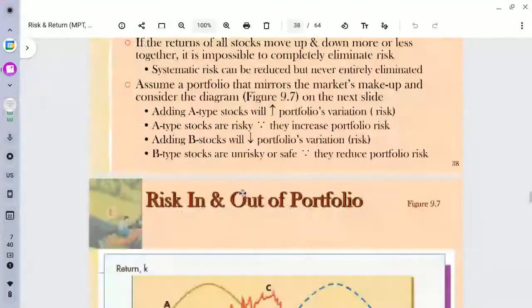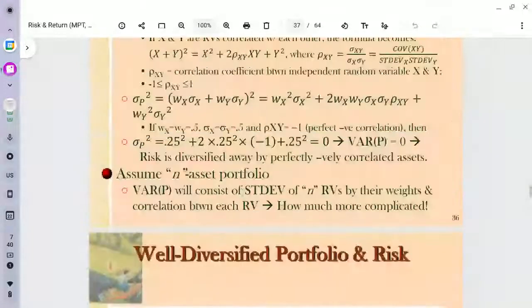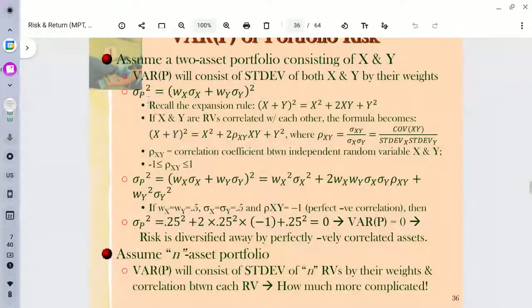Mathematically, if I show you mathematically how it is done, this is why. Let's say you construct a portfolio with two assets, X and Y, right? And then basically, the variance of the portfolio is basically the weighted average of the standard deviations of X and Y, right? This is standard deviation of X, standard deviation of Y, and the weight of X, weight of Y.